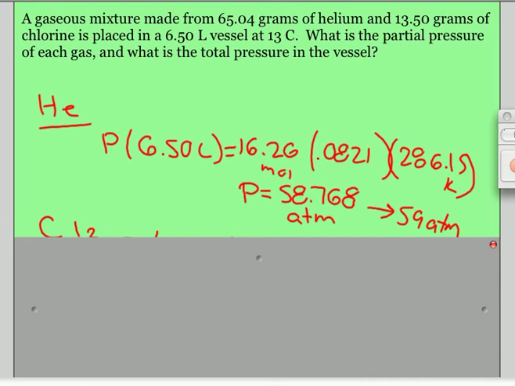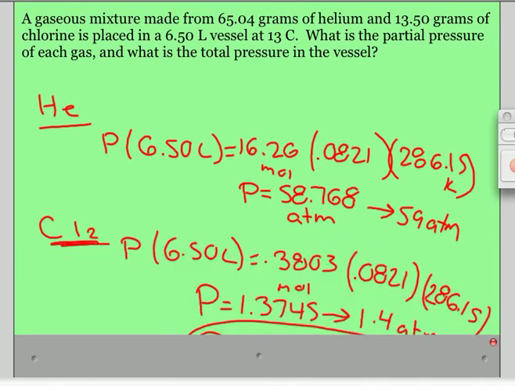So now we're going to do the same thing for chlorine. You can see we still didn't know the pressure because we're looking for the pressure of chlorine. It's in the same vessel, so it's 6.5 liters. They told us it was 13.5 grams of chlorine. Be careful, chlorine is Cl2 because of Brinclhof, because it's by itself. So I looked up the molar mass, I turned it into moles, and it's 0.3803 moles. Use the same R, use the same temperature. There's not that much chlorine, and it's only exerting 1.4 atmospheres.